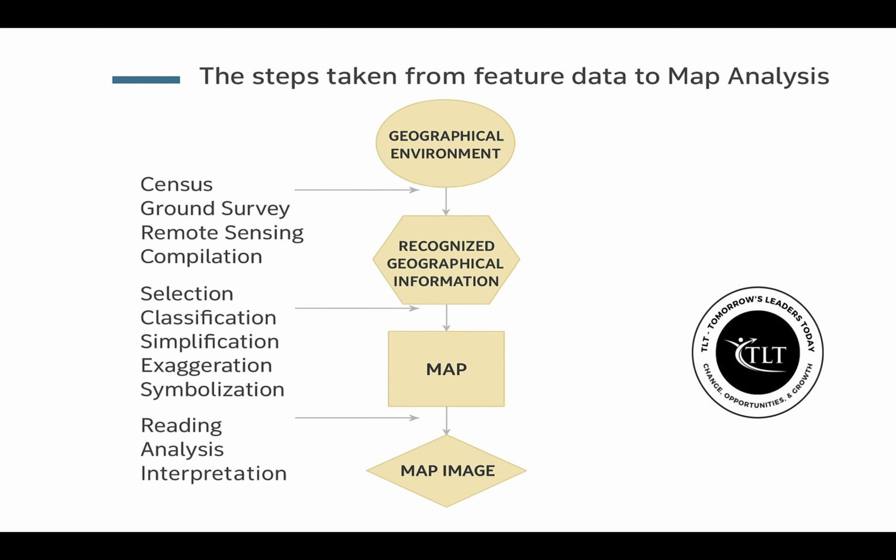This slide shows how raw geographical data is transformed into meaningful map analysis using GIS software like ArcGIS Pro. We start with the geographical environment, which includes all natural and built features such as rivers, vegetation, and infrastructure. Data from ground surveys, census records, and remote sensing is collected and compiled into GIS as recognized geographical information. Next, the data is refined through selection, classification, simplification, and symbolization. These steps organize the data and prepare it for visualization.